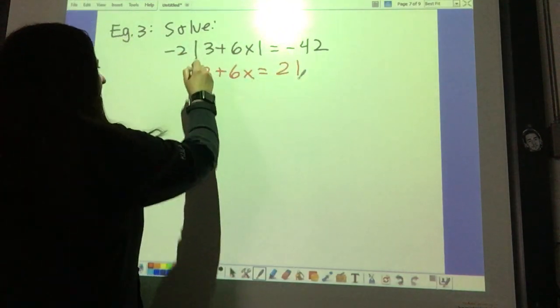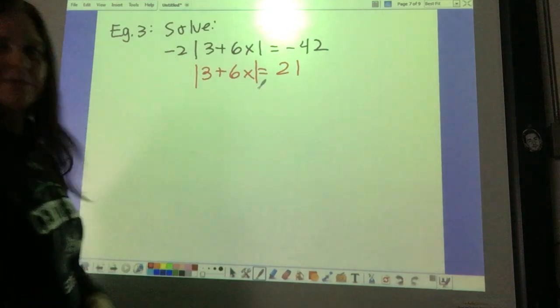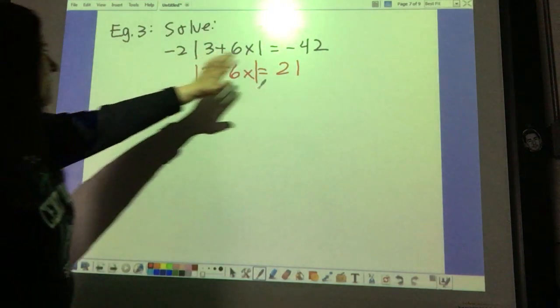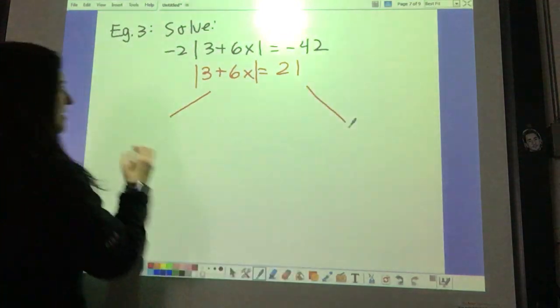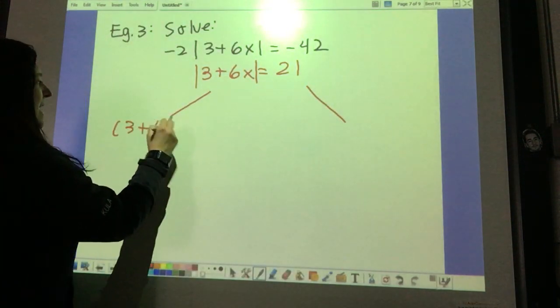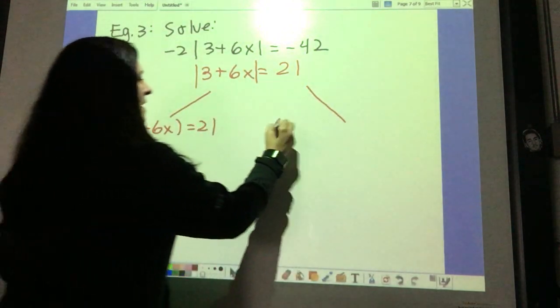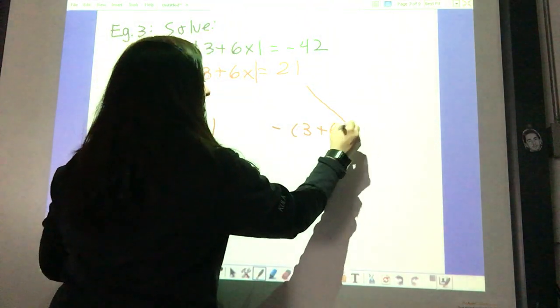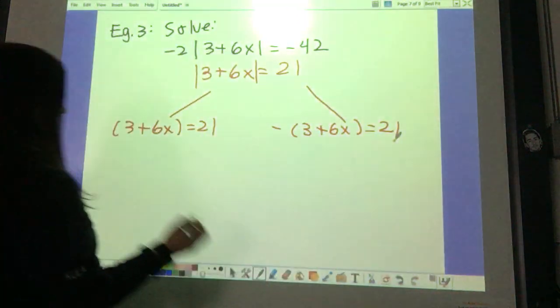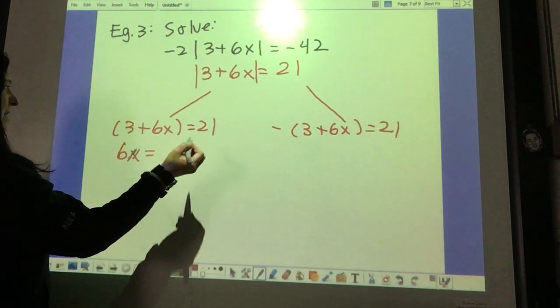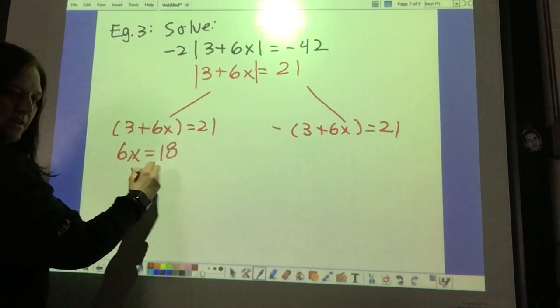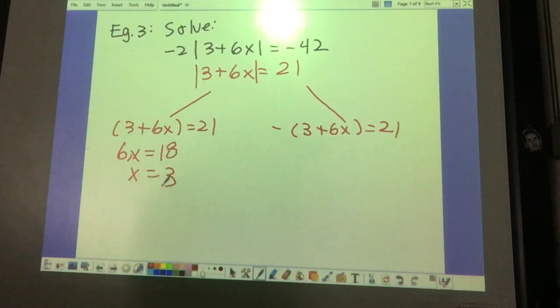And then, oh, I have a communication error. You can't drop the absolute value. So when you divide, negative 42 divided by negative 2 is 21. Now I have two branches. I still test both. The 3 plus 6x could have been positive, but it also could have been negative. And then we just work through. So 6x equals 18, and x equals 3 on that side.